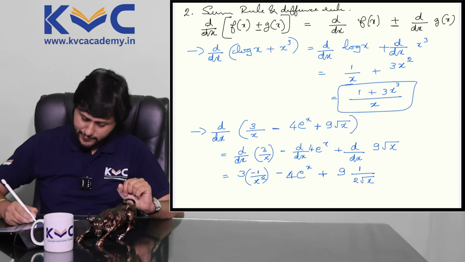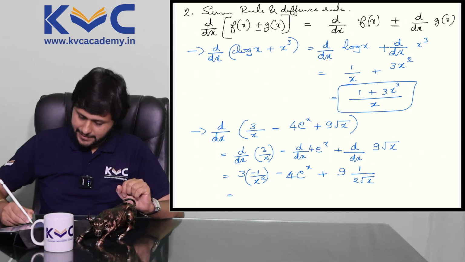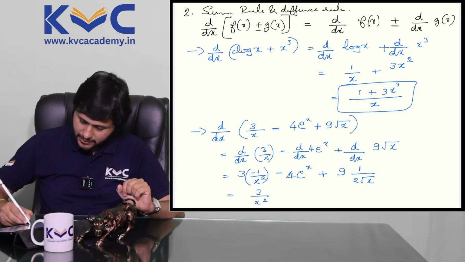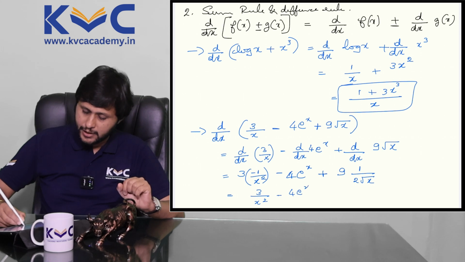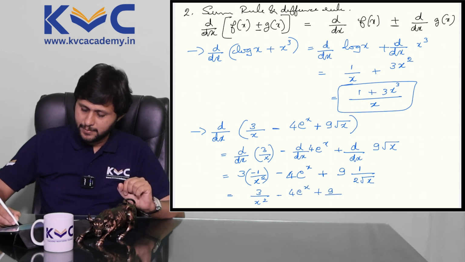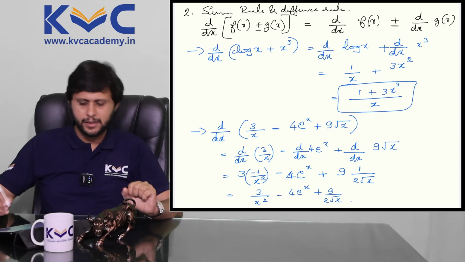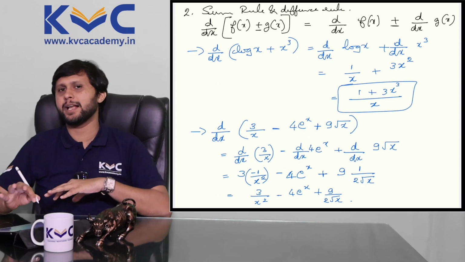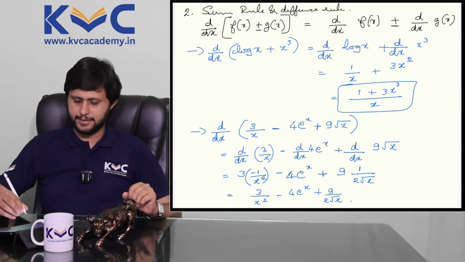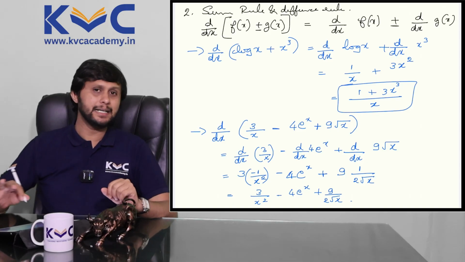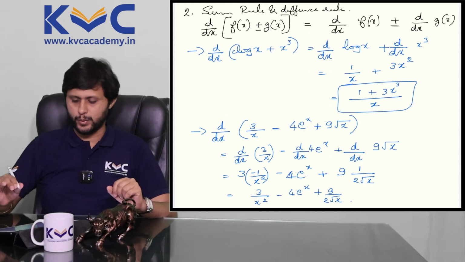Do you want me to simplify this further? Minus 1 into 3 is minus 3. So we have minus 3 by x square minus 4 e to the power x plus 9 by 2 root x. We will not simplify it further over here. Differentiation is complete. After this, it is like how we used to solve equations. So the sum rule is covered. The difference rule is also covered over here only.